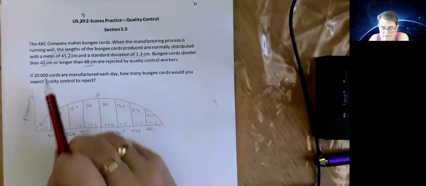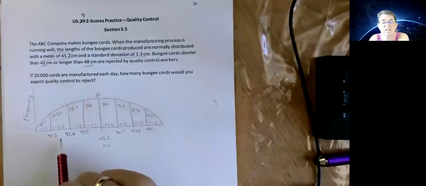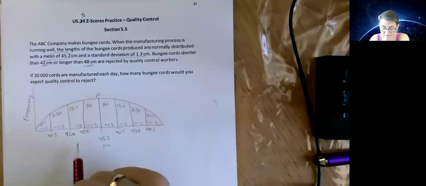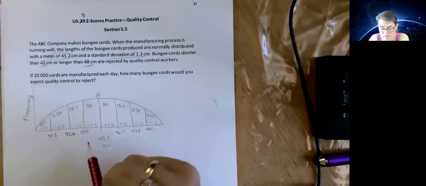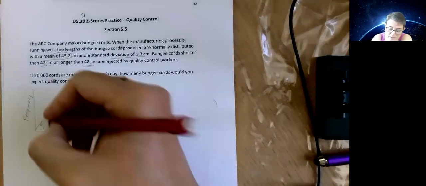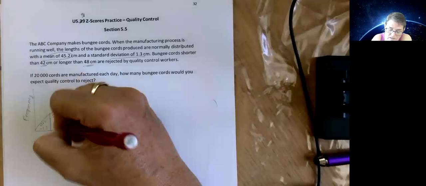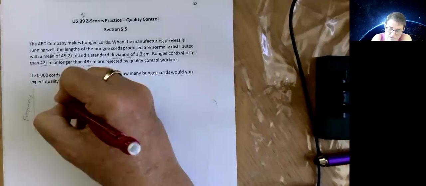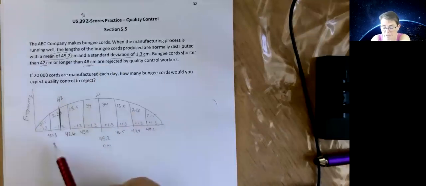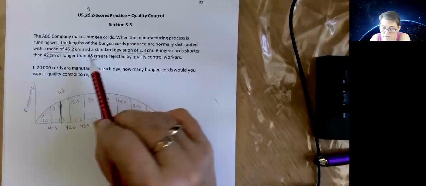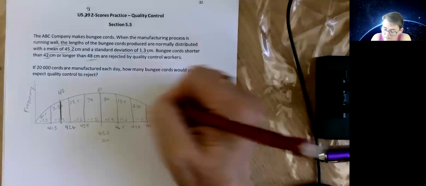Now, when I see the 42, I look down here and go, 42 is not on my list. It's not one of my magic numbers, so I know right away I'm going to do a Z-score. So I'm just going to eyeball it, and I'm going to say that 42 is right about there. It doesn't really matter where you put the line, as long as it's somewhere between 41.3 and 42.6. And 48, that's not going to be on my list either.